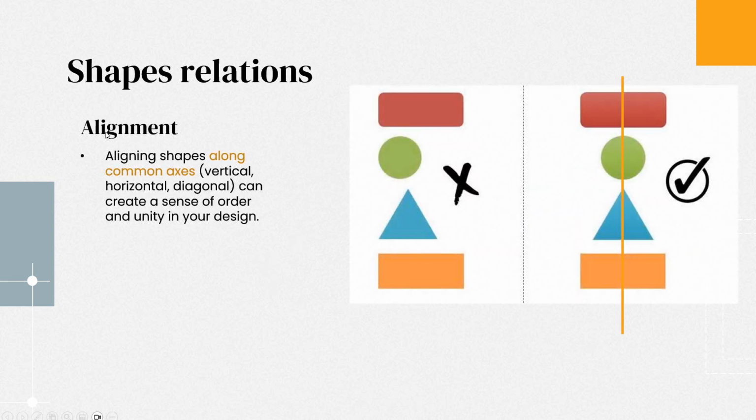Alignment: aligning shapes along common axes, vertical, horizontal, or diagonal, can create a sense of order and unity in your design. So if you are going to place shapes near each other, do not just juggle or shuffle them like that. You need to place them along their axes. Each shape has axes, either a vertical axis or a horizontal axis, so they need to be aligned with each other.